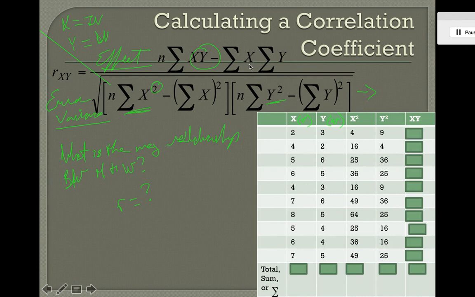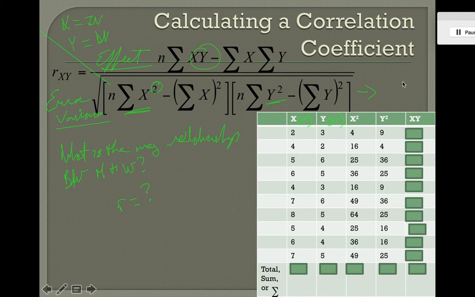So we already know what our x values are because we have that column. We already know what the y values are. We have those in that column. We now have our x squared column, and our y squared values are in this column here. So now the next thing that we need, you'll notice, is what I circled here. That's this product between x and y. So in other words, multiplying x and y.